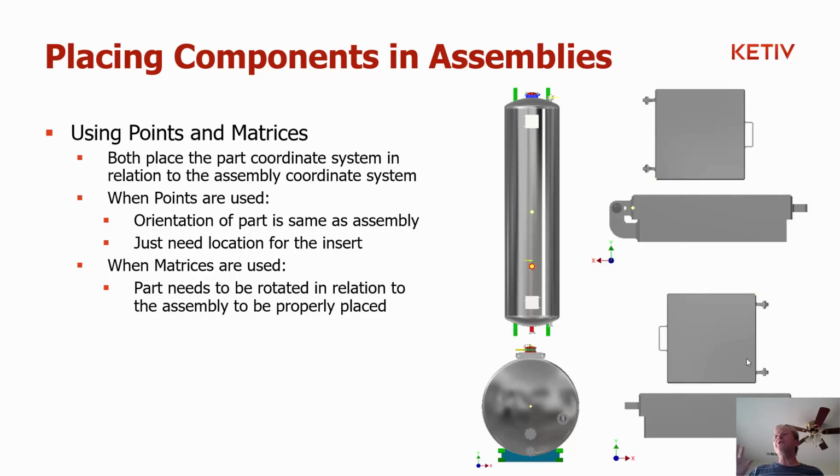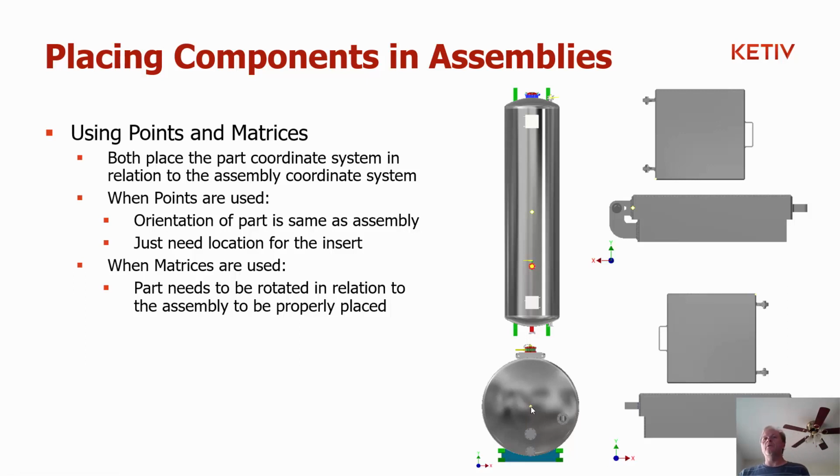So both of these, points and matrices, will place a part coordinate system in relation to an assembly coordinate system. So for example, if we look at this tank right here, you can see the origin of my hatch's coordinate system is right here. And in my tank, my coordinate system origin is right here. So if I just placed that origin and grounded it, it would basically put this hatch right here in the middle of my tank, obviously where I don't want it. That's not going to help me get inside. But that's where it would put it because it's mating up the coordinate system of my part with the coordinate system of my tank.